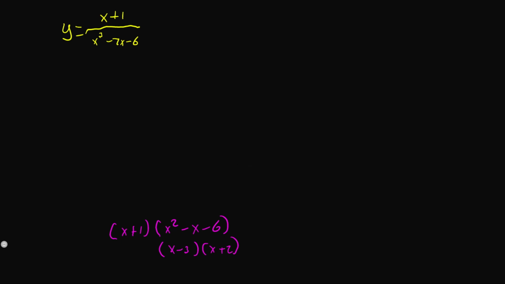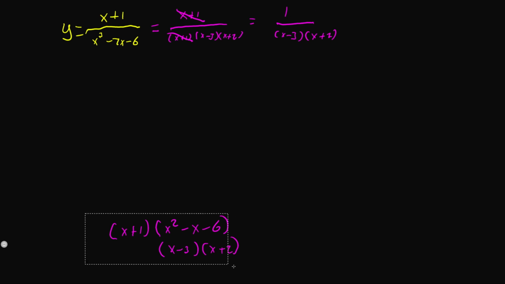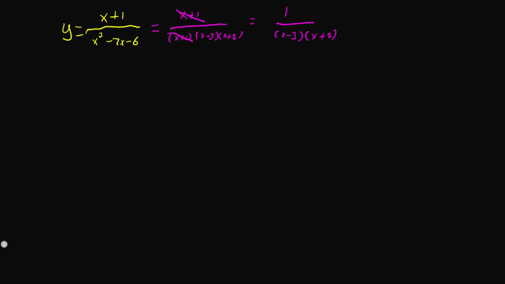So we can rewrite our entire equation again as x plus 1 divided by x plus 1 times x minus 3 times x plus 2. We can go ahead and cross out the x plus 1, leaving us with 1 divided by x minus 3 times x plus 2. We're just going to leave it like this, but we're going to use our quadratic to find values. So we're going to have x squared minus x minus 6.